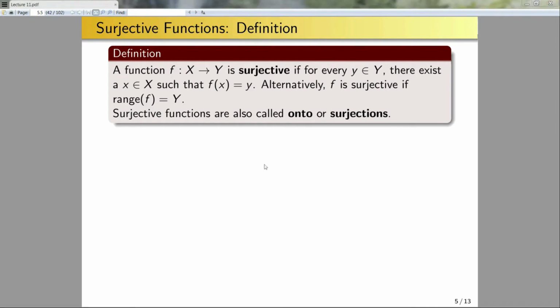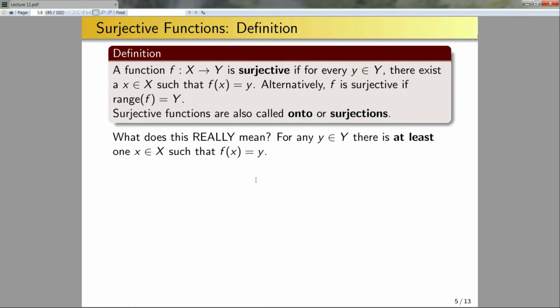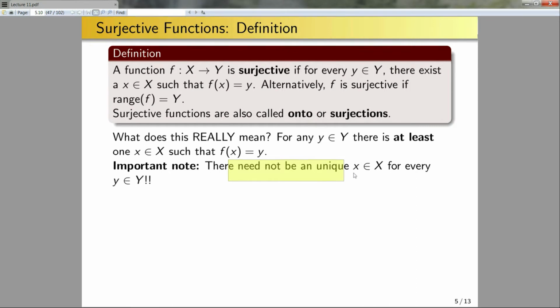Okay, now we have a definition that might look a little bit complex, so what does it really mean? For any y in Y, any number or value or object in Y that I can give you, there is at least one object in the set X such that f of x is equal to y. There could be more than one, but there's at least one. So again, important note, there need not be a unique x for every value of y, or explicitly, there can be lots of values of x that map to y.